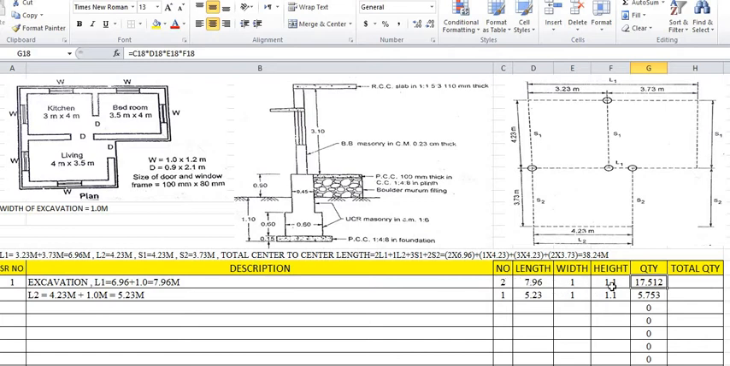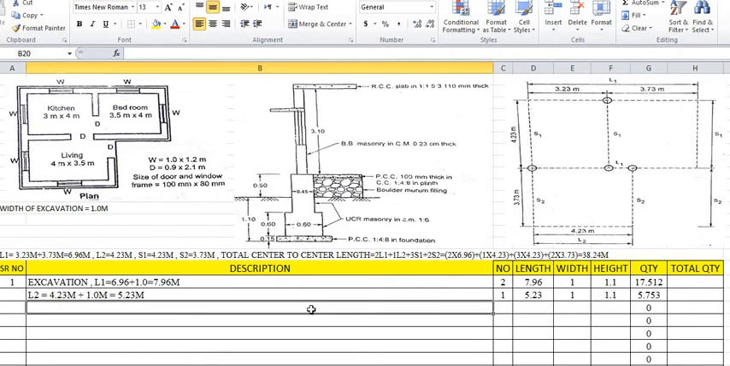In modes of measurements, we have already studied in previous lectures the different units of earthwork in excavations or PCC or UCR. The measurement unit is very important. So here the measurement unit is meter cube, so all the calculations are in meter cube. Here we can also write it as meter cube.